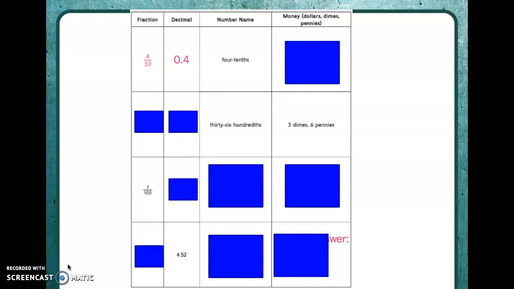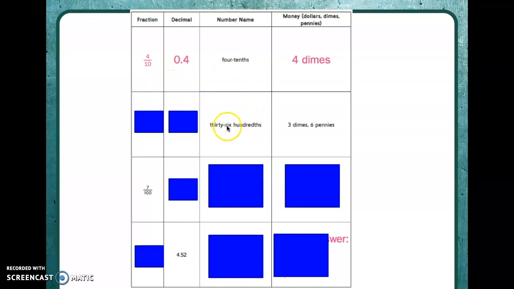Now, how do we write that for money? What does that look like? Well, you would need 4 dimes to make this number sentence true. So 4/10 is the same thing as 4 dimes. You could also technically say 40 cents or 40 pennies, but in order for that to make sense, the number name would have to be 40 hundredths. So let's go down here to the second one.